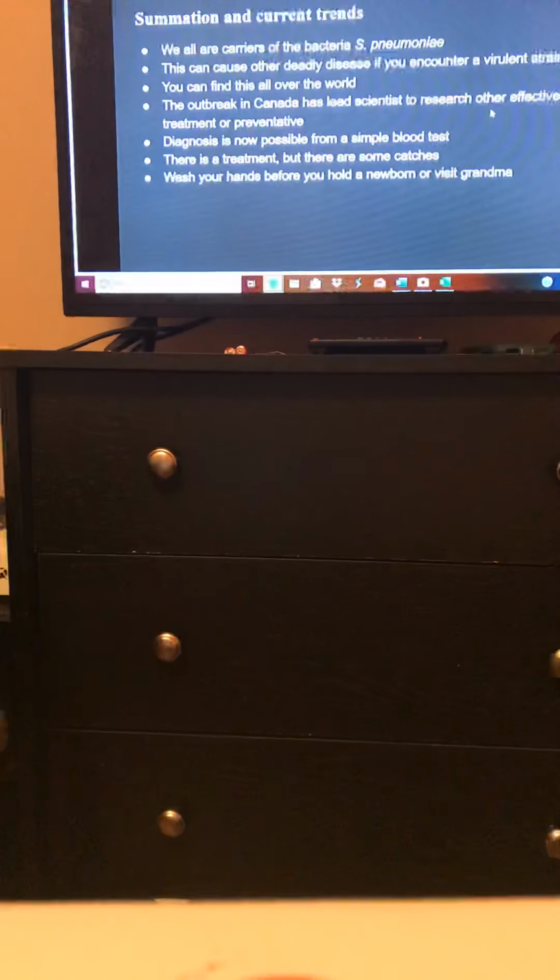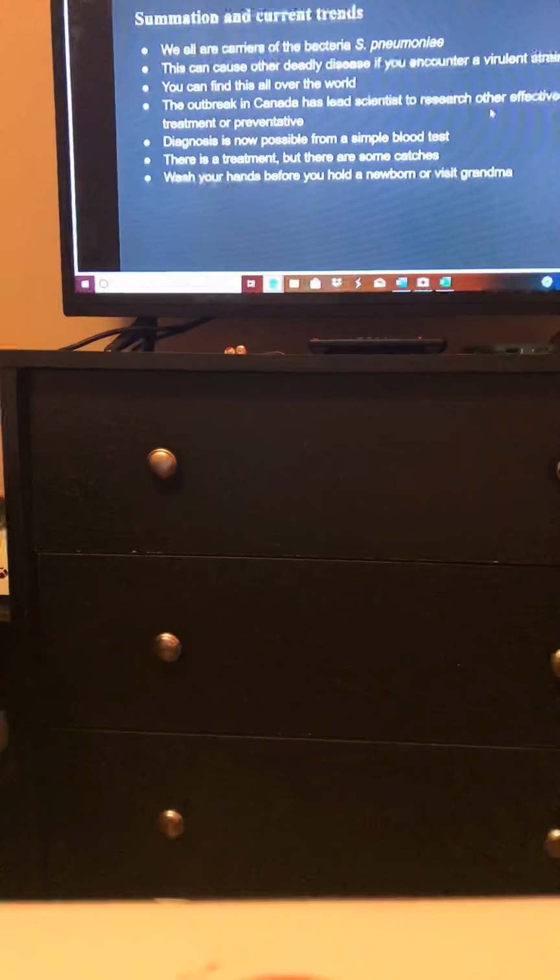In summary, we walk away from here knowing that each and every one of us is a carrier of Streptococcus pneumoniae, and that it can cause deadly disease if you encounter a virulent strain of the bacteria. We also know that the bacteria is found all over the world and affects many different people. Due to the outbreak in Canada, scientists have been forced to research more effective ways of treatment and prevention for the ever-changing strains.